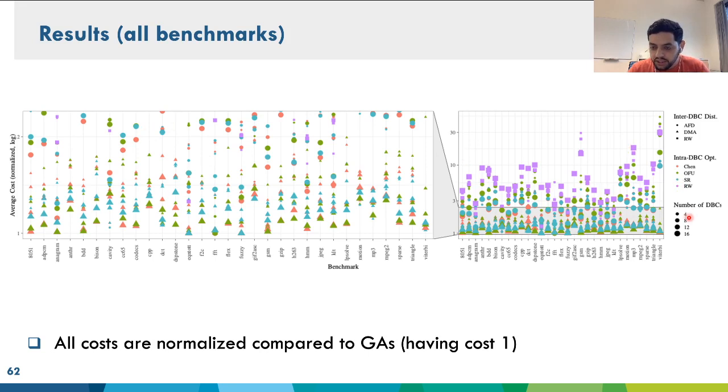If we talk about the number of DBCs, a smaller circle means fewer DBCs, a bigger circle means more DBCs, and again, as shown in the figure, the bigger circles are closer to the GA compared to the smaller circles, right? The idea is that if you increase the number of DBCs, the number of shifts automatically decreases, because then you have fewer variables per DBC, and so on.